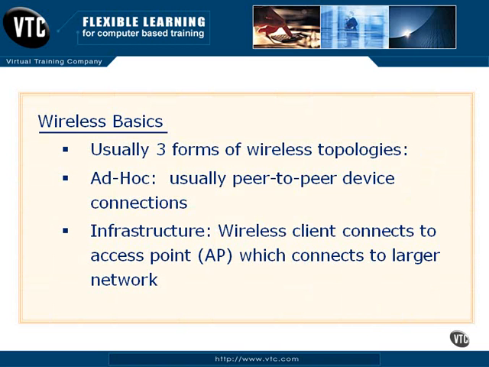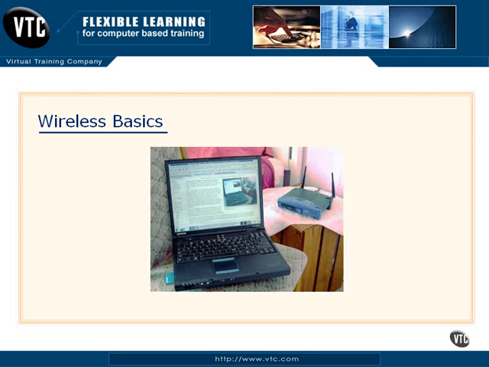Now, an infrastructure method basically uses a wireless client to connect to a wireless access point. This wireless access point may connect to a larger network, such as a wired network, or it may connect directly to the internet. Either way, the infrastructure basically is a central point of managing this wireless network. Here in the slide, we've seen a basic laptop talking to a wireless access point. The little blue box there, the Linksys box, is a wireless access point. And that is a basic example of an infrastructure network.